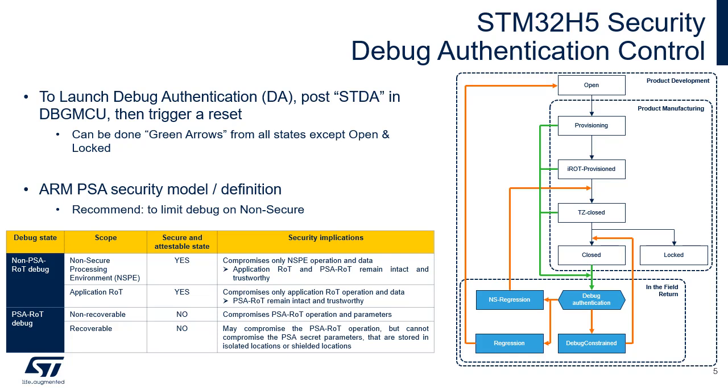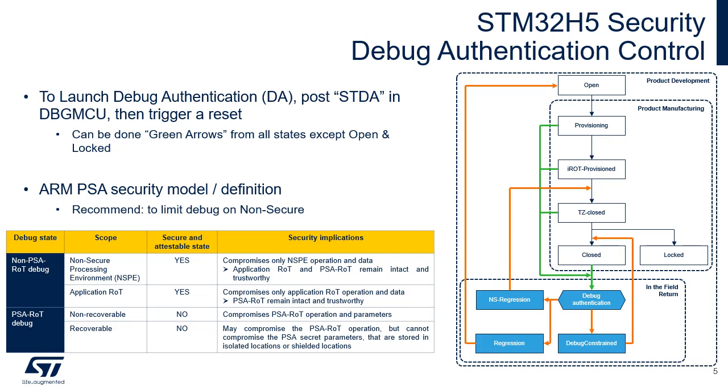The Platform Security Architecture or PSA security model is a specification for securing devices. Recoverable PSA ROT debug applies to devices that can deny access to production PSA secret parameters when in the PSA ROT debug state and can be restored to a fully trustworthy and attestable state on exit if the debug activity hasn't compromised the secured state.